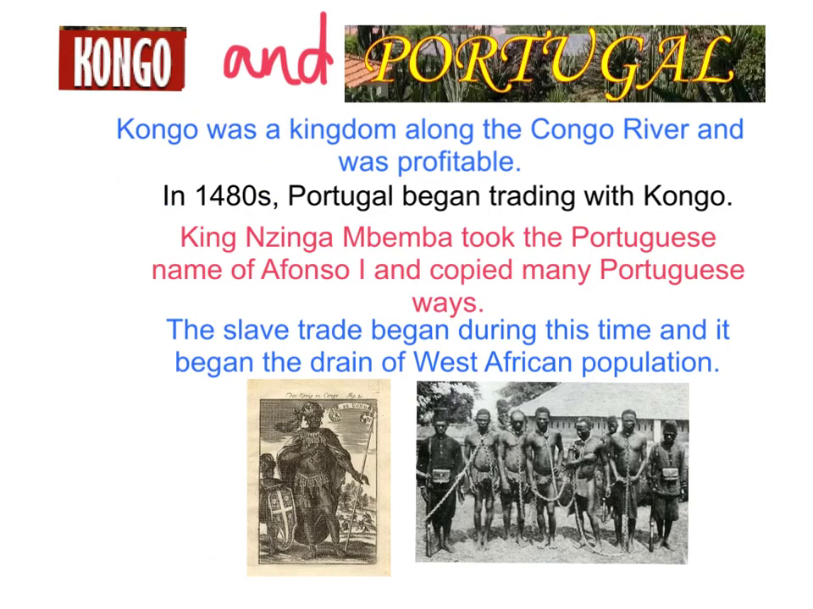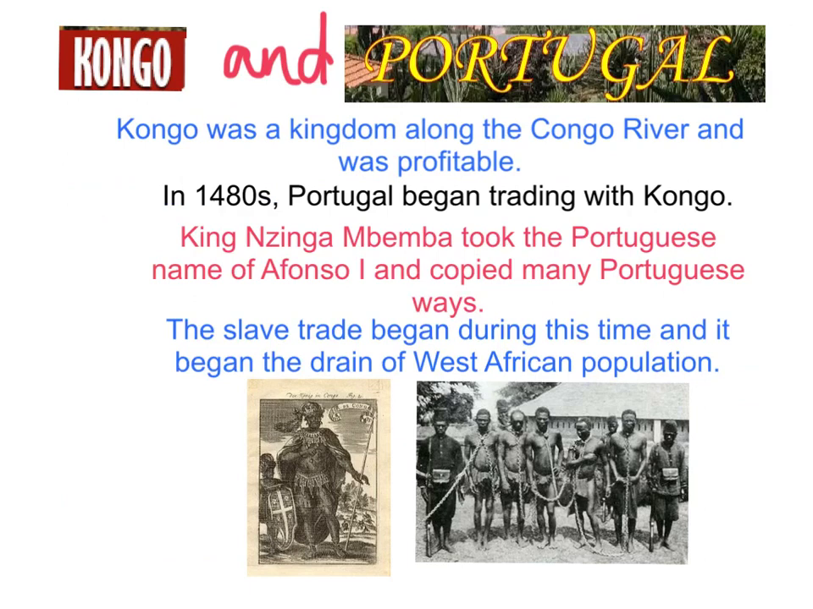Congo is the last settlement we're going to talk about. Congo was a kingdom along the Congo River and was very profitable. Congo is kind of in central Africa. In the 1480s, Portugal, which had just started developing this new exploration and trade system, came to Africa and started trading with Congo. Portugal is a country that's right next to Spain in Europe. The king of Congo was named King Nzinga Mamemba, and because he liked the Portuguese culture so much, he actually changed his name to a Portuguese name, Afonso I, and he copied many of the Portuguese ways.